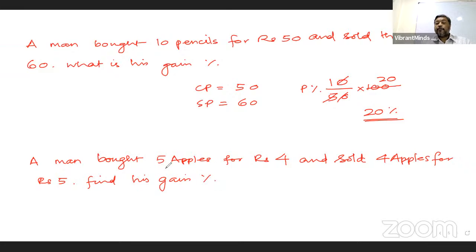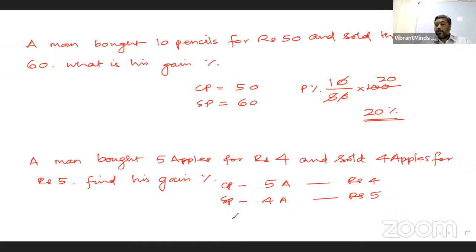Now, understand. A man bought 5 apples for rupees 4. These can be solved in various ways. I will give you one of the shortcuts. He bought 5 apples for rupees 4 and he is selling 4 apples for rupees 5. So cost price is 5 apples for rupees 4 and selling price is 4 apples for rupees 5.